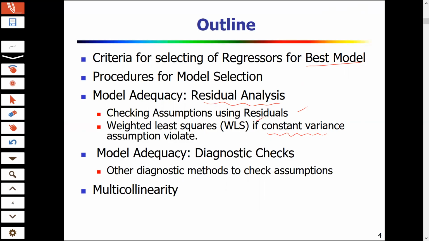We also discuss other diagnostic checks to check the assumptions, especially if there are any outliers in the data set. There are some diagnostic tests where we can determine if there is any outlier in the data set. And multicollinearity. Multicollinearity means that if x1, x2, xk are highly correlated, then we call it multicollinearity. And we can check whether they are highly correlated or not. In this module, we will check that.